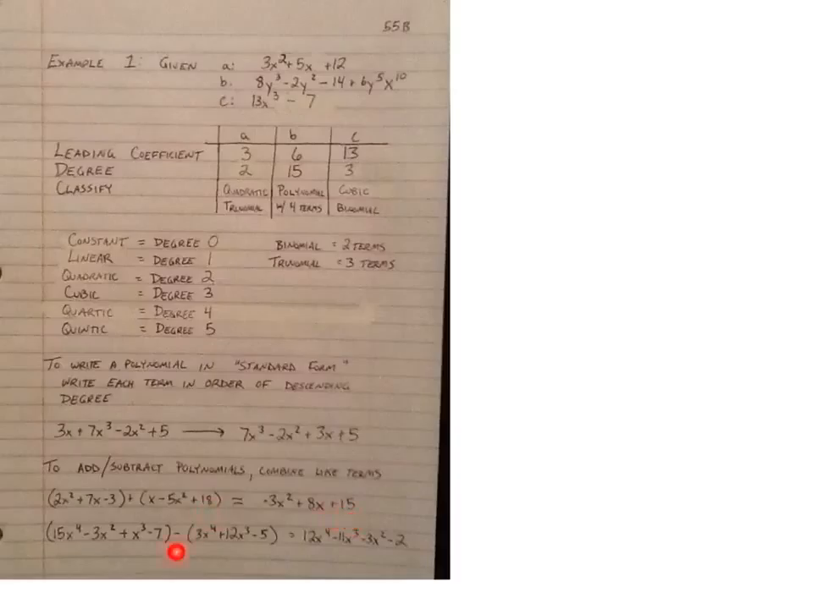In the case of subtracting, we want to make sure the subtraction gets distributed through. So we have 15x to the 4th minus 3x to the 4th is 12x to the 4th. We have x cubed minus 12x cubed is negative 11x cubed. And then minus 3x squared minus, there's no term for that one, so just minus 3x squared. And then negative 7 minus negative 5, or negative 7 plus 5, and that equals negative 2.